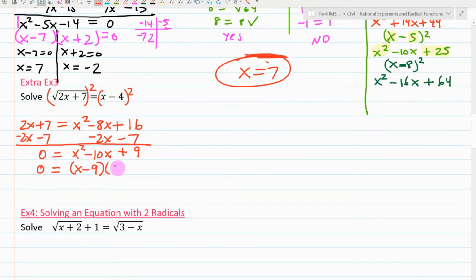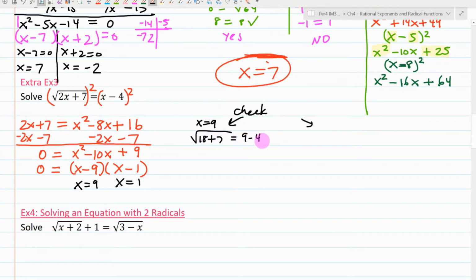So x minus 9 and x minus 1. Don't forget, it's the numbers that multiply to 9 that add up to negative 10. So x equals 9, x equals 1, check. Okay, so I'm going to try x is equal to 9 in the original equation. So that's going to be 18 plus 7 is equal to 9 minus 4. So the square root of 25 is equal to 5.